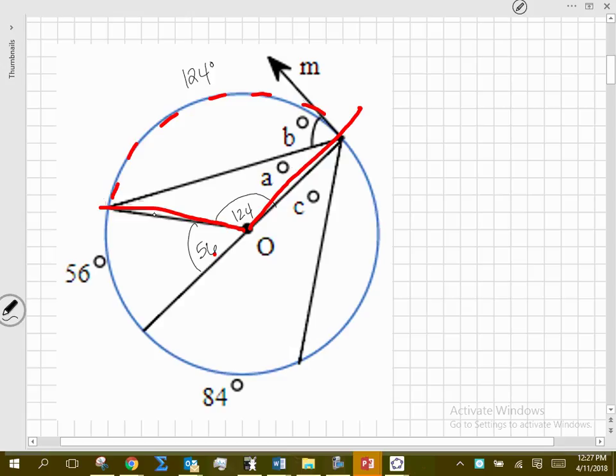124. Now, they don't ask for that arc, but I do need that because isn't that arc intercepted by an angle created by a chord and a tangent? And what's the relationship between angle B and that 124? Yeah, B is half that, right? So B has got to be, what, 62? Okay.